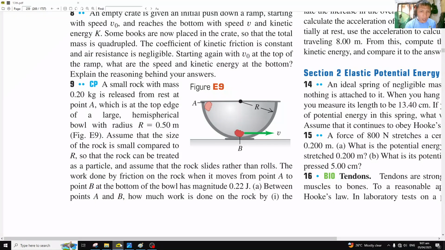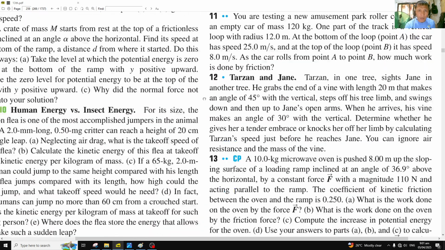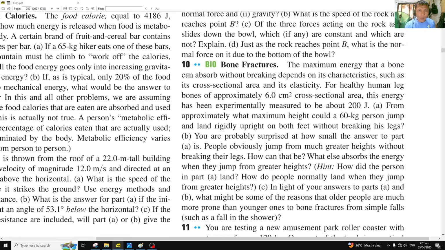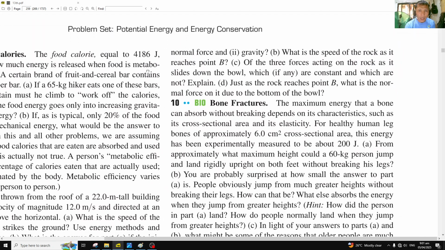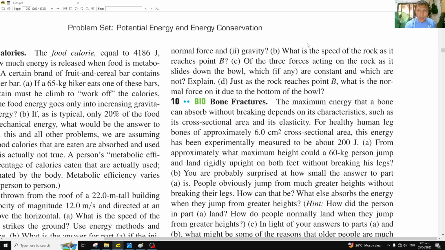Kailangan ta isumpay. But anyway, next na problem between this is we have already computed the work done by your normal force and by gravity. So we've already done that. And then next question letter B is what is the speed of the rock as it reaches point B?